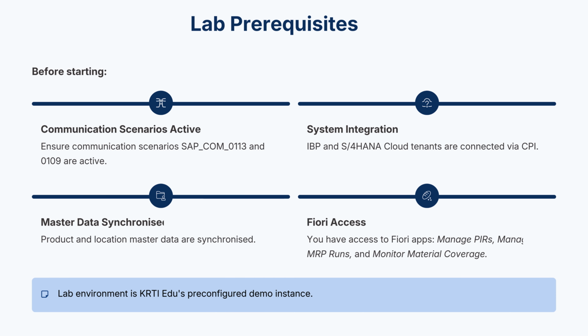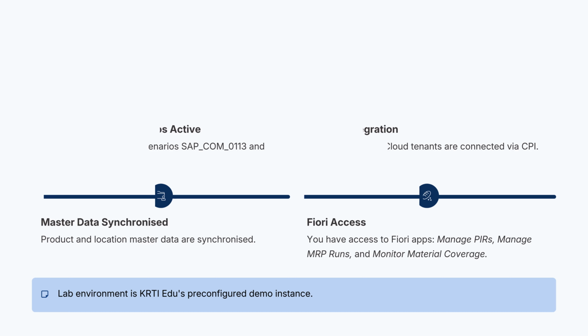Before we begin, make sure your integration setup is ready. Confirm that communication scenarios SAP 113 and 109 are active in S/4HANA Cloud. Ensure your IBP and S4 tenants are connected via CPI and that product and location master data are in sync. You'll also need access to the Fiori apps, manage PIRs, manage MRP runs, and monitor material coverage. If you're using KRTI's training sandbox, this is already pre-configured.